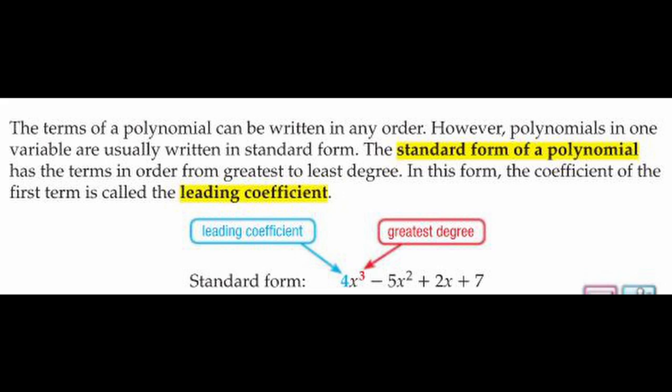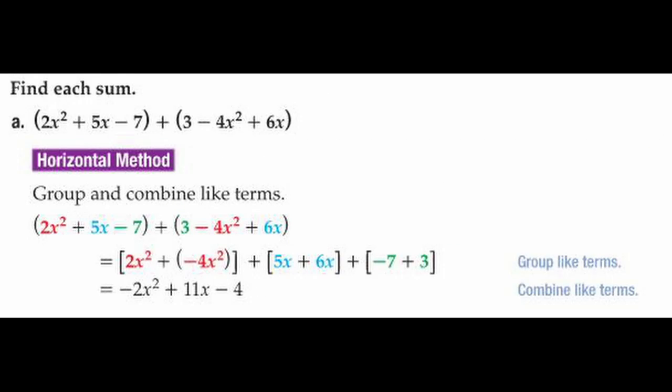So let's look at a couple of examples. These are in your book as well, but I'm just going to talk through them because it's pretty easy to talk through them. So this says find each sum, 2x squared plus 5x minus 7 plus 3 minus 4x squared plus 6x. When you're finding the sum, it's literally combining like terms just like we did in chapter 1 and 2. You just combine like terms with only the same degrees together.